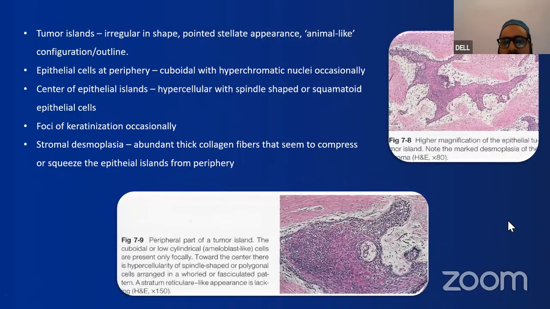And if we look at the surrounding connective tissue stroma, there is a profound desmoplasia of the connective tissue with thick collagen fibers which seem to compress the epithelial islands.